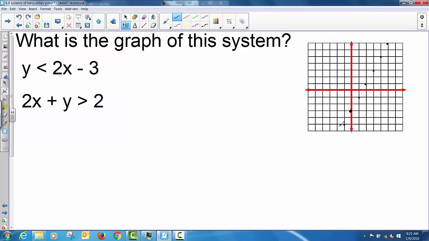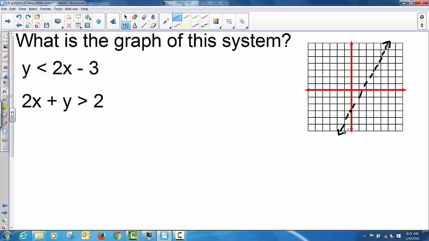Alright, so now it says that y is less than. Whenever it says less than or greater than, but it doesn't have the or equal to, that means that it's going to be a dashed line, okay? Not a solid line, because that means that everything on the line is not included in the solution. Okay? So we draw a dashed line here. Okay, we put our arrows on the end of the line.